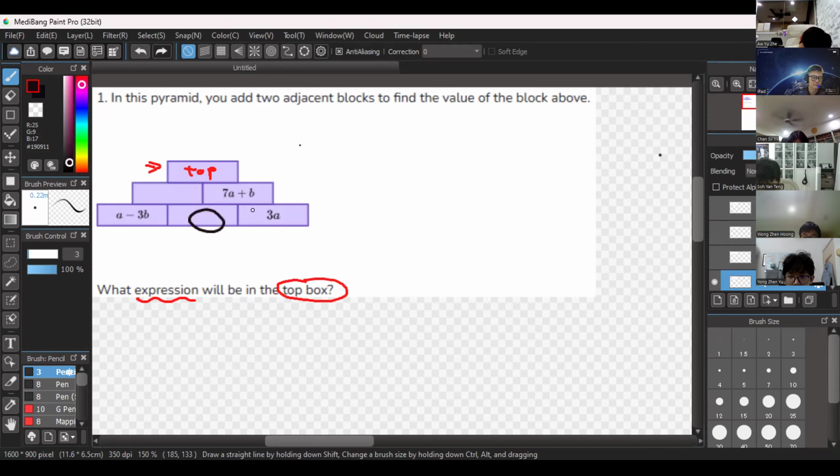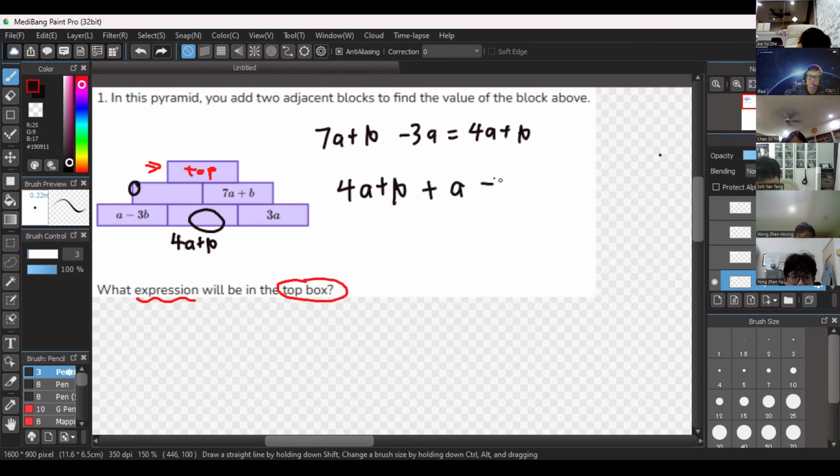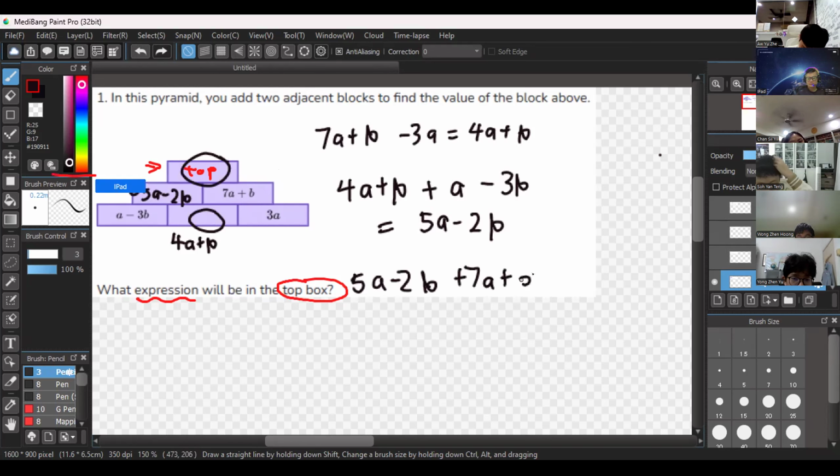This one basically will equal 7a plus b minus 3a, so the answer will be 4a plus b. So this one here is 4a plus b. And then this one on top here will be 4a plus b plus a minus 3b, so the answer will be 5a minus 2b. And for the top one here, we just need to add 5a minus 2b plus 7a plus b, which gives us the answer 12a minus b.